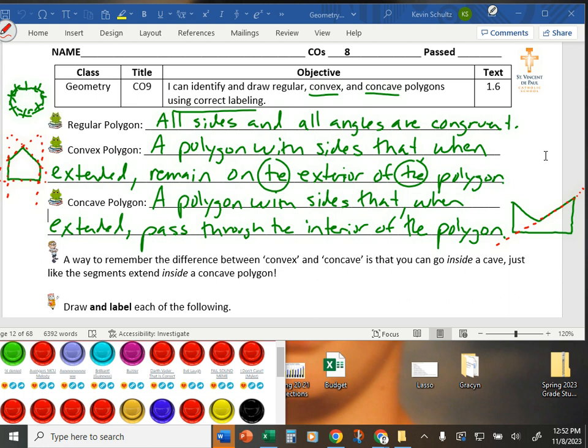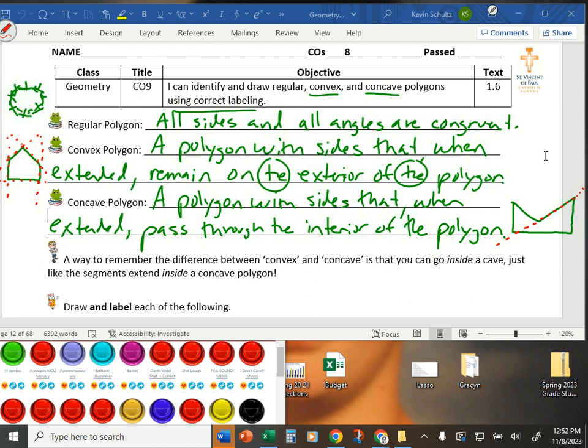Yes, a regular polygon will always be a convex polygon because with these types of polygons, you're not going to have those congruent angles. So if it doesn't cut in, then it's not concave. Correct. If it doesn't pass through the polygon, it is not concave, thus it is convex. Okay. Anything else?